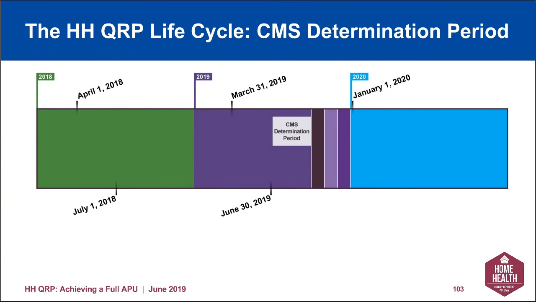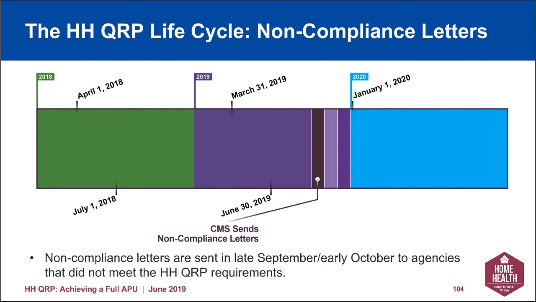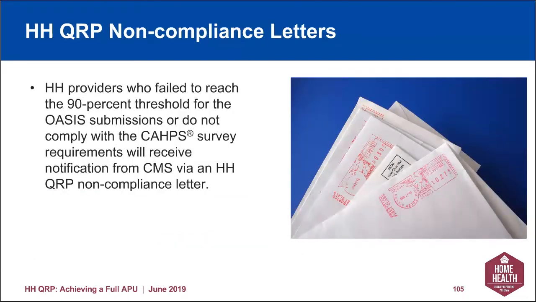Now let's look at the middle section. When you look at this section, you will see that once the data submission period has ended, CMS takes this time period to review your data to determine your actual compliance level. The darker purple narrow band is when the noncompliance letters go out, in late September to early October, to those providers who did not meet the QRP requirements. The noncompliance letters are then sent out to providers who failed to reach that 90% threshold for the OASIS submissions or did not comply with the HCAHPS survey requirements.